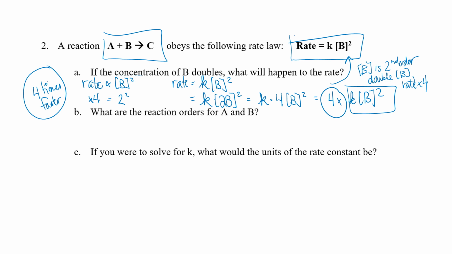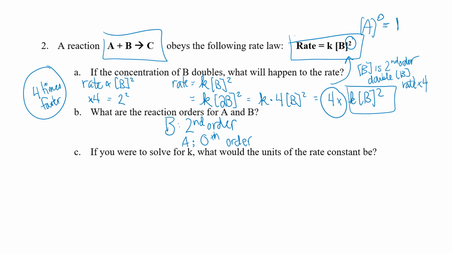So the reaction orders for A and B. B has a 2 by it, that's its exponent. So we'd say that B is second order. And then A, notice that A does not even show up in the rate law. That is because A is 0th order. So if a reactant does not show up, that means it's 0th order. And that's the reason why it doesn't show up, because anything to the power of 0 is just 1. So you don't even see it in your rate law. So we'd say B is second order, and then A is 0th order.